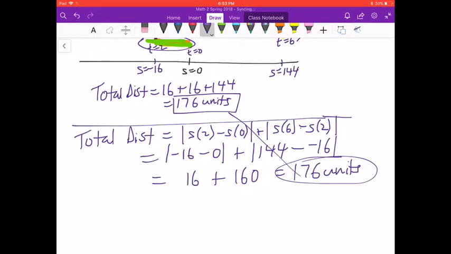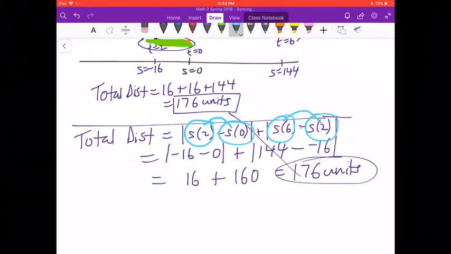Now, what we did here, these guys right here, if you would reverse those and reverse those, it does not matter what order that you subtract these in because you have an absolute value. You're finding the absolute difference.